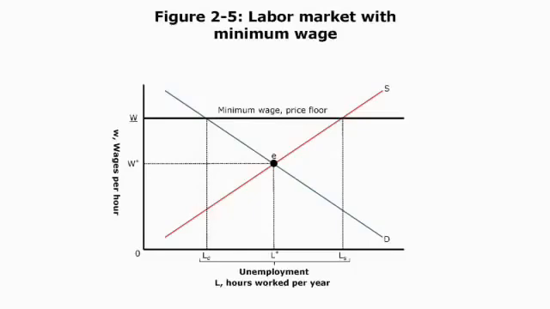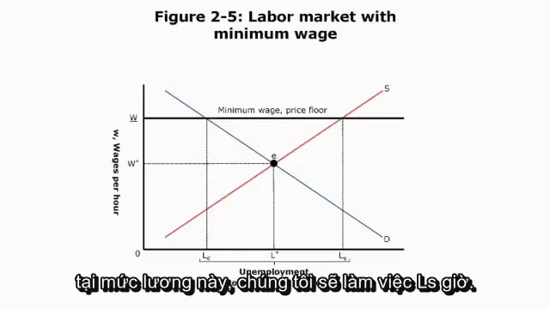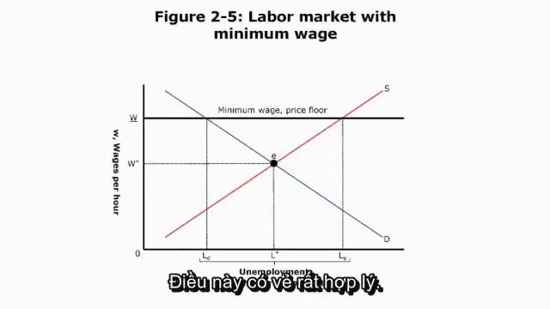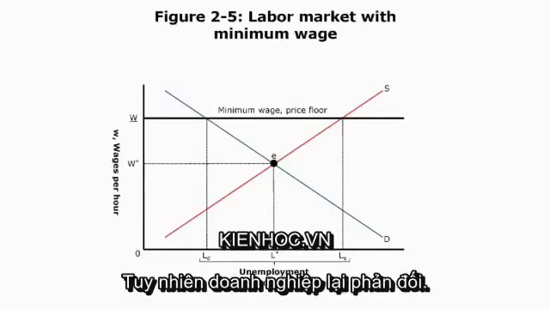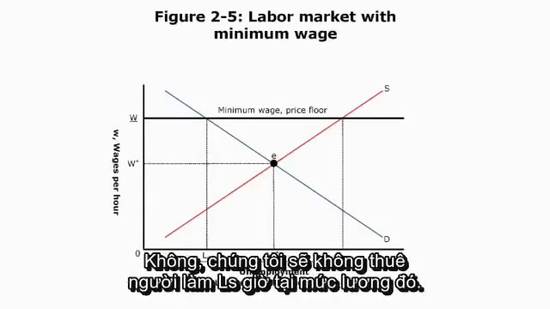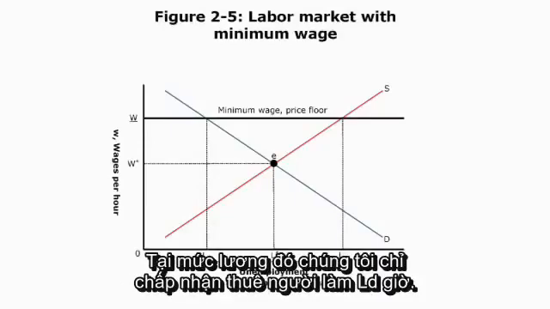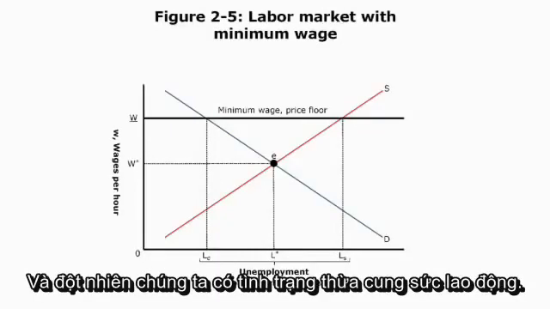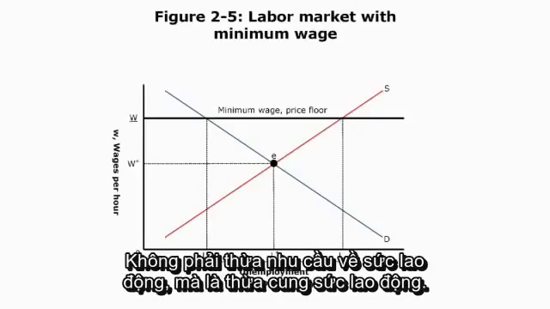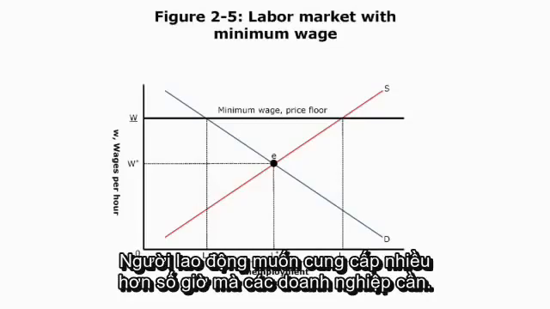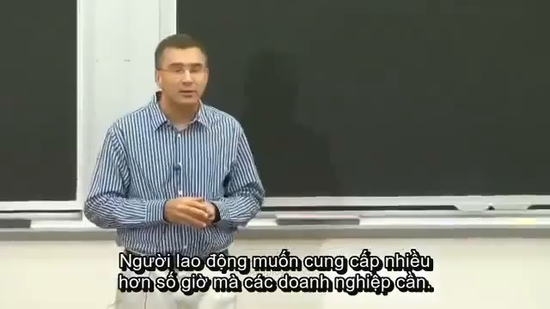OK, so workers are like, great. At that wage, we'll supply L sub S hours. OK? That sounds great to us. We're all good. But the firm says, wait a second. No, we don't want to hire L sub S hours at that wage. That's way too high. We only want to hire at that high wage L sub D hours. OK? So suddenly you have a case of excess supply, not excess demand, excess supply. Workers want to supply more hours than firms want to hire.